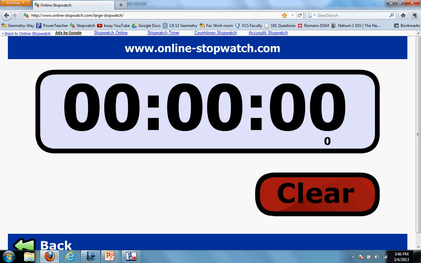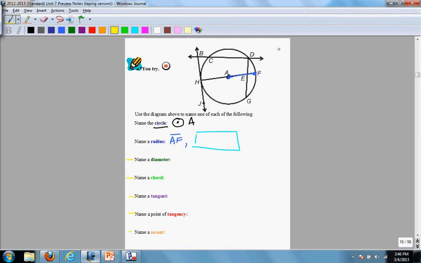Okay, let's see how you did here. A diameter goes, and your other radius would of course be AH or HA, same thing. Your diameter would be all the way across, like so. So the diameter is going to be HF or FH, same thing.